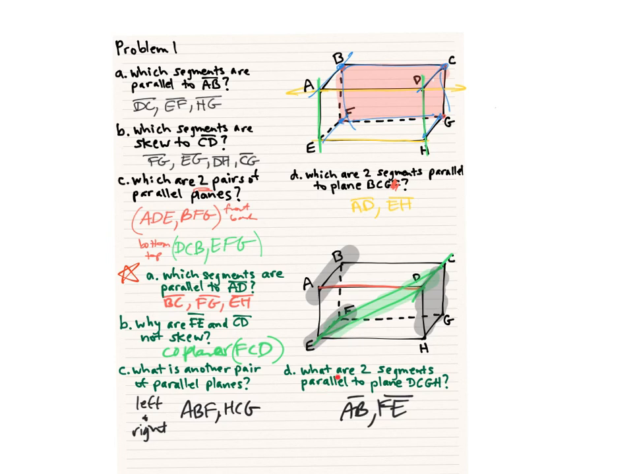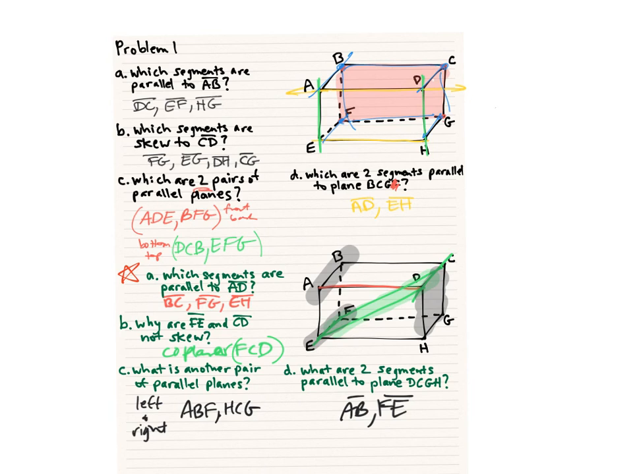And then this last question says, what are 2 segments parallel to plane DCGH? So I highlighted that plane here. What are 2 segments that are parallel? And I just picked AB and FE. You could have also picked AE and FB.